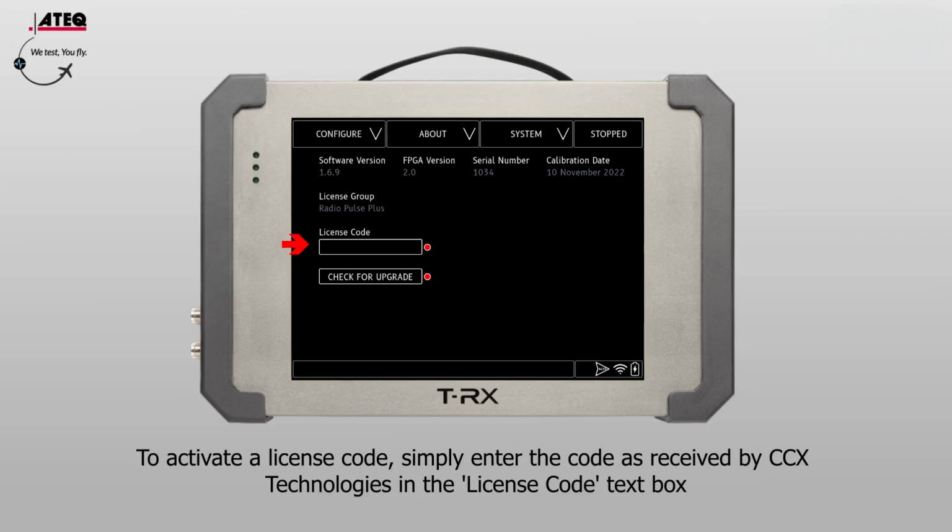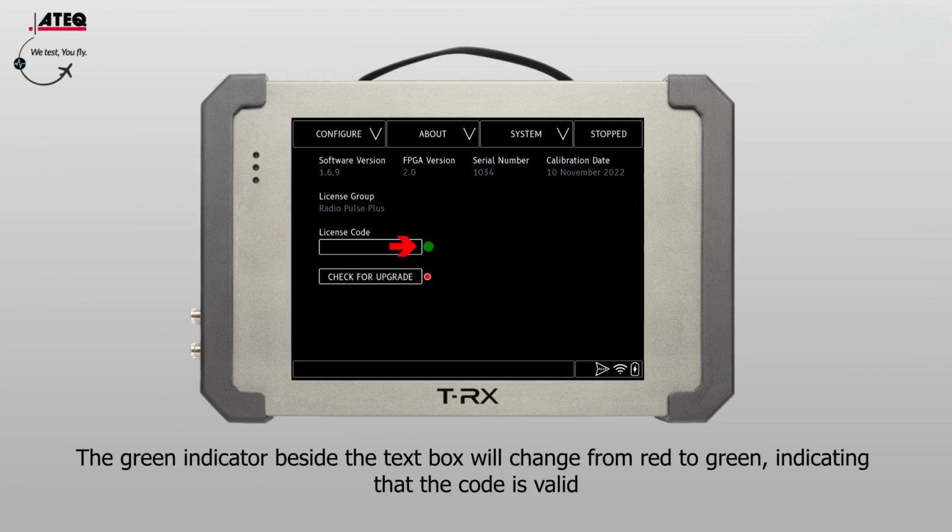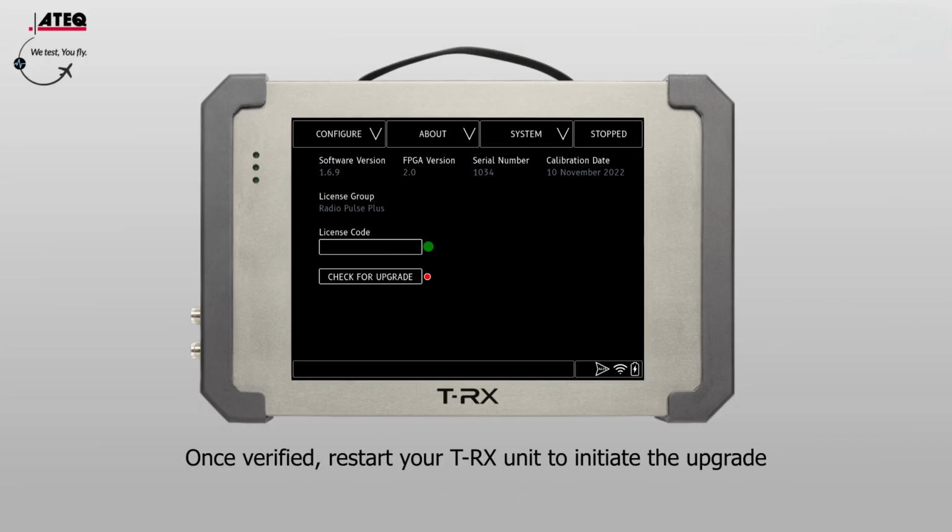To activate a license code, simply enter the code as received by CCX Technologies in the license code text box. The green indicator beside the text box will change from red to green, indicating that the code is valid. Once verified, restart your T-Rex unit to initiate the upgrade.